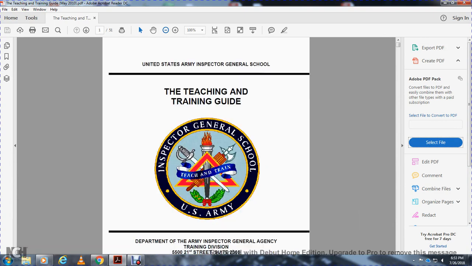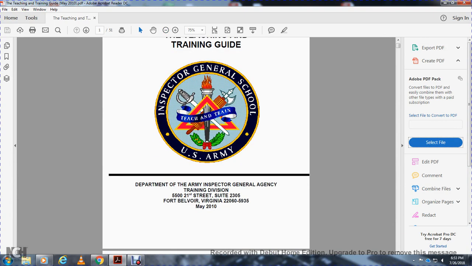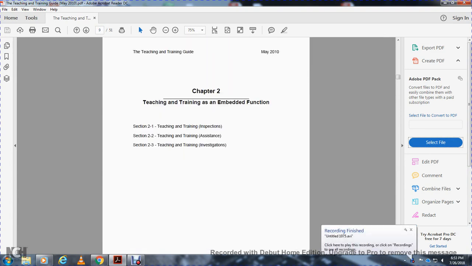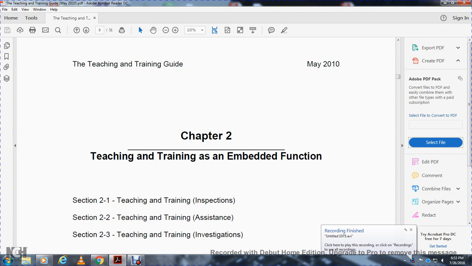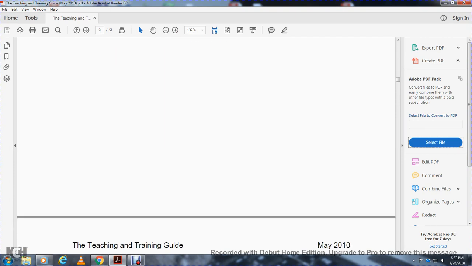All right, we're reading the United States Army Inspector General Teaching and Training Guide, May 2010. We're on Chapter 2, Teaching and Training and Embedded Functions. 2-1, Teaching and Training Inspections. 2-2, Teaching and Training Assistance. 2-3, Teaching and Training Investigations.